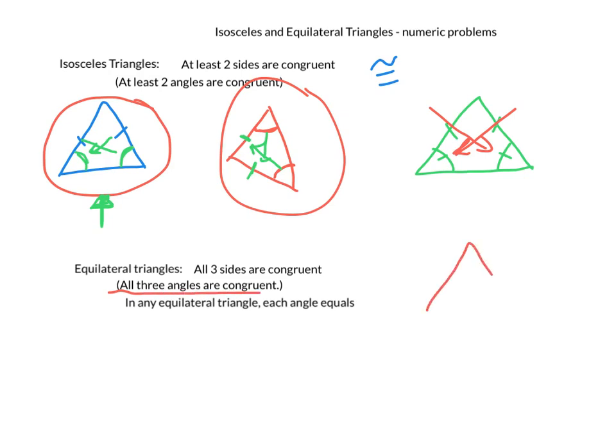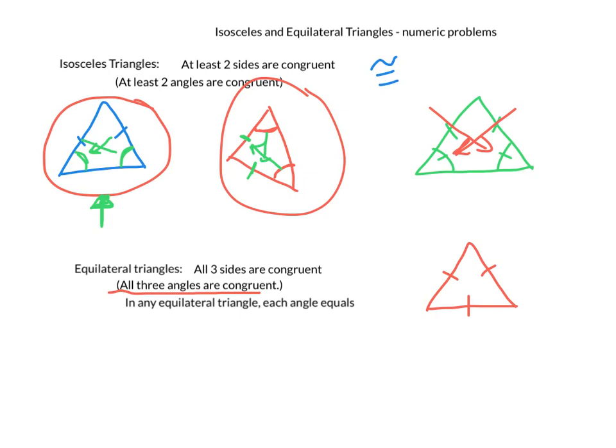So if we have a triangle here and it is marked like this, we know it's isosceles. If we have all three sides marked with that tick mark, it's also equilateral. Okay, so that is one way to tell right off the bat that you have an equilateral.